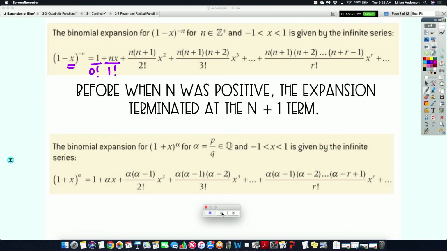So it becomes 1 plus alpha times x, whatever your exponent is, times x, your second term, plus alpha times (alpha minus 1) all over 2 factorial, x squared, and then it continues on and on afterwards. Continue to subtract 1 from your numerator, increase your factorials in your denominator, and of course increase your exponents as well for your second term. Let's do some examples.